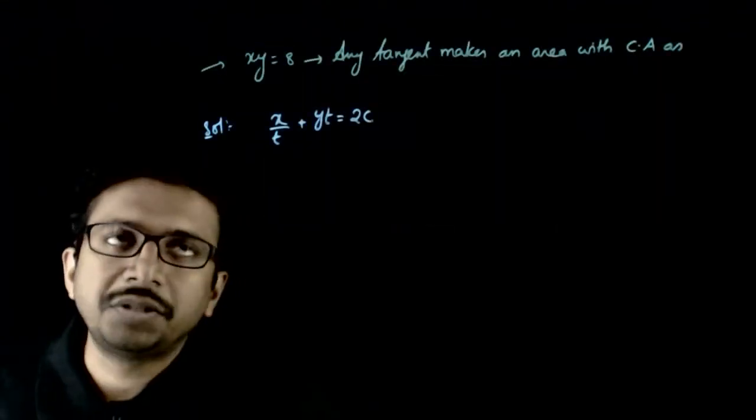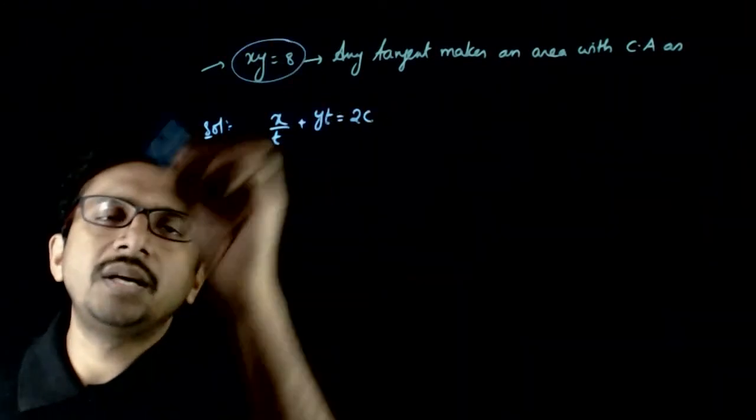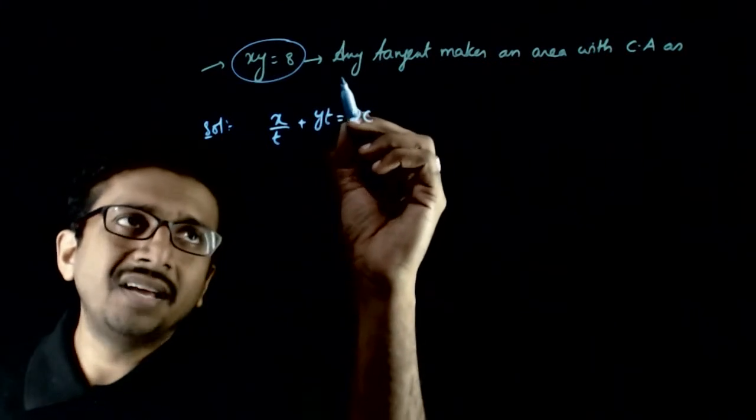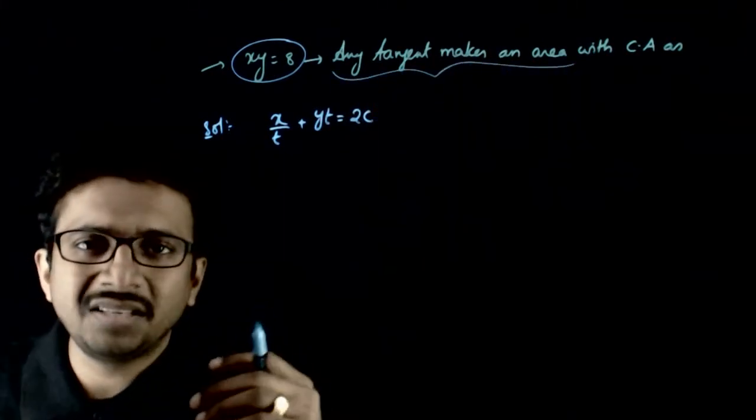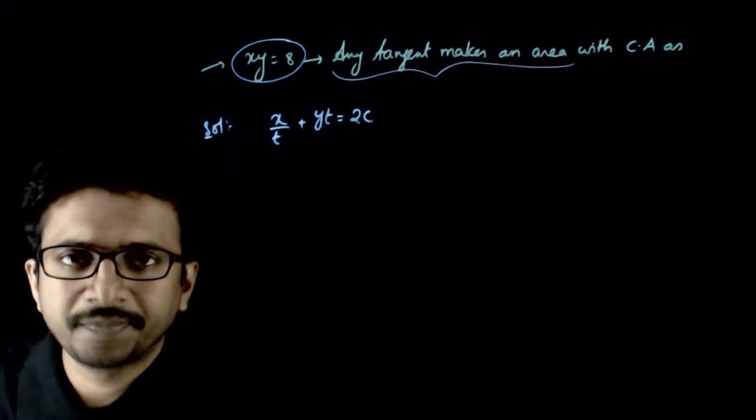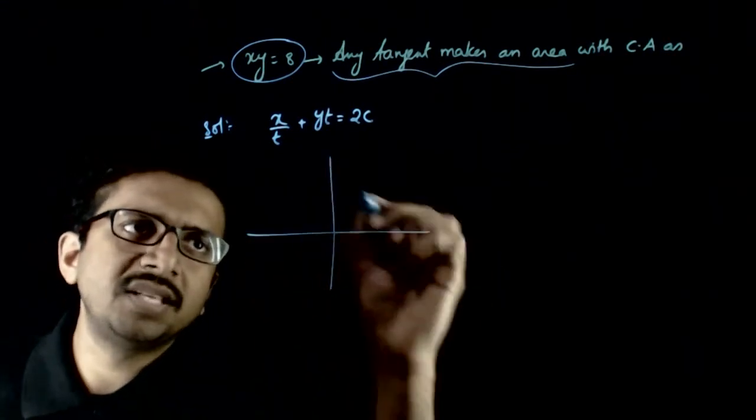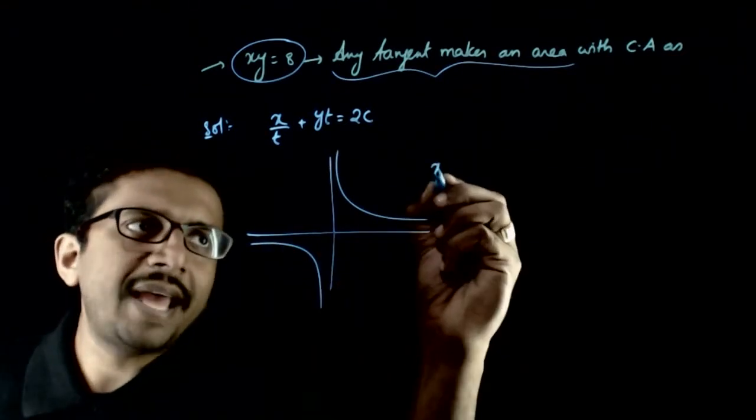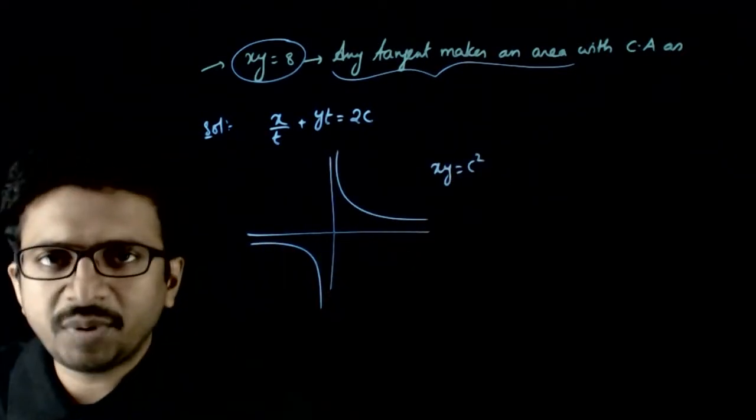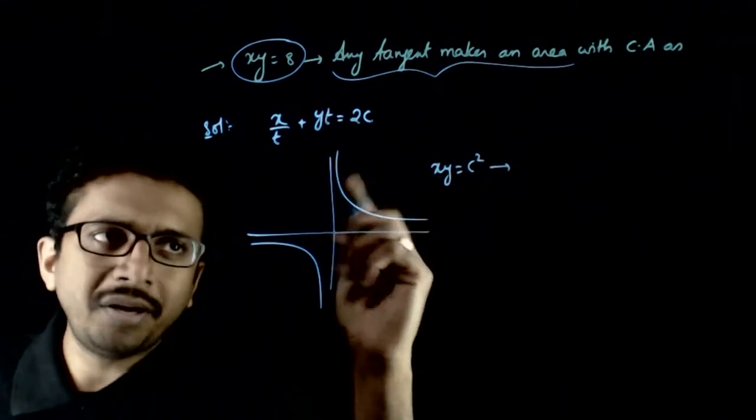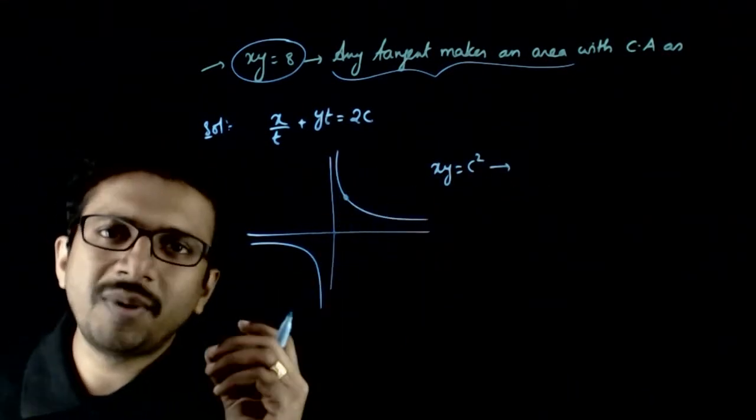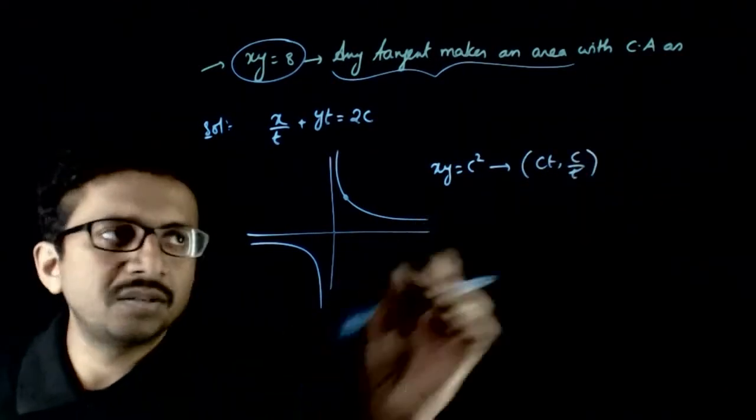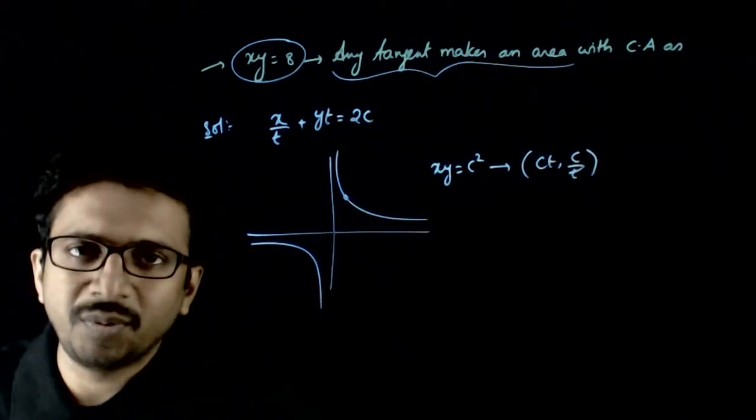In the fourth part of the question, you're given a hyperbola xy is equal to 8 and you're asked to find the area of the triangle formed by any tangent with the coordinate axes. We know that xy is equal to 8 is a rectangular hyperbola. If you take xy is equal to c square as a rectangular hyperbola, a point on this curve can be represented by a parametric point ct comma c by t.